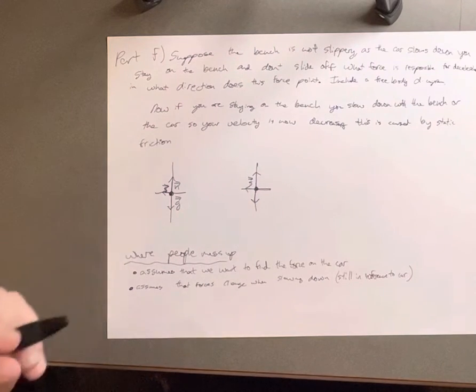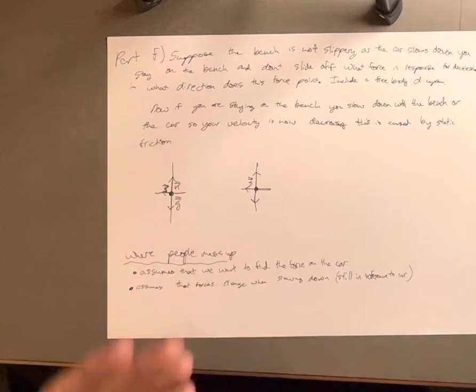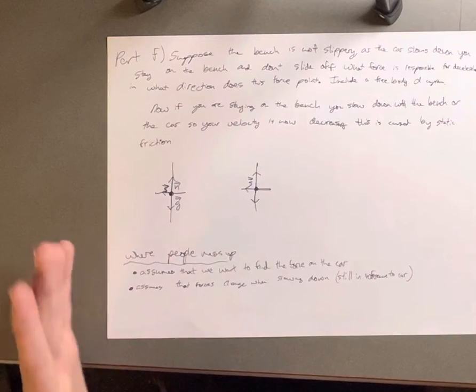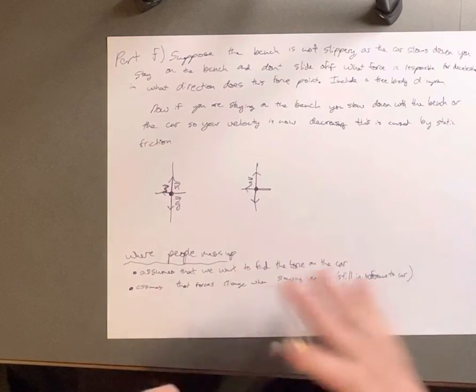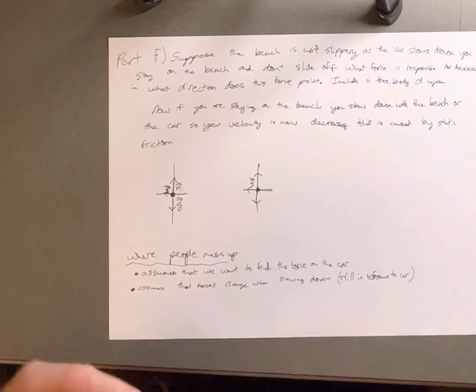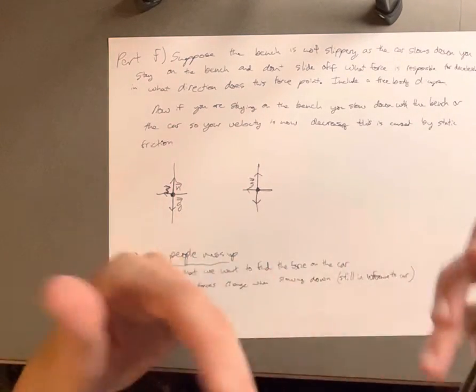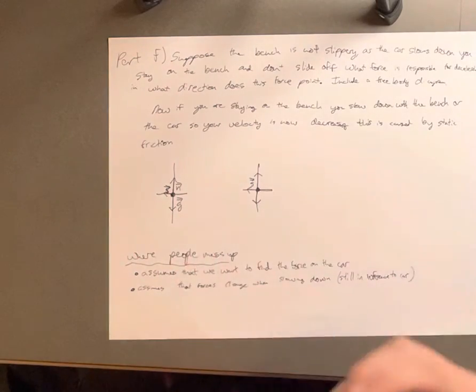And where people might mess up is they assume that we want to find the force on the car, but it's in reference to you, and assume that forces change when slowing down. But remember, this is still in reference to the person and not the car, so that wouldn't change anything. And this is an inertial frame, so our static friction's not changing if it's decelerating faster or slower, because in an inertial frame there is an acceleration, so there's not a change. It's just at that moment. So we're looking for something at that moment and not over time.